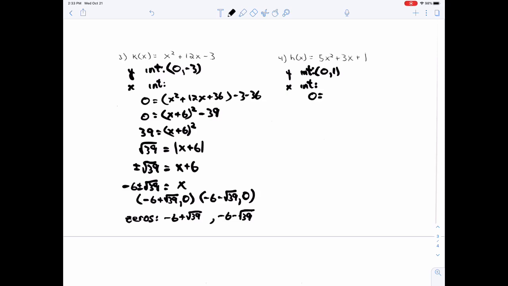Okay, so we're going to take the 5 out, and we have x squared plus 3/5 x plus 1. Take the 3/5, cut it in half and square it. If you cut it in half, you get 3/10. Square that and you get 9/100ths.